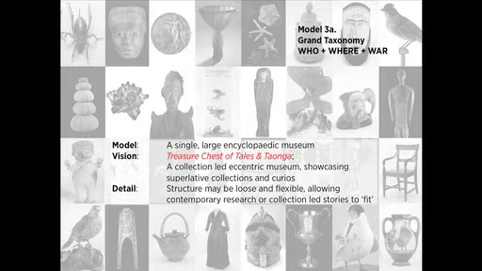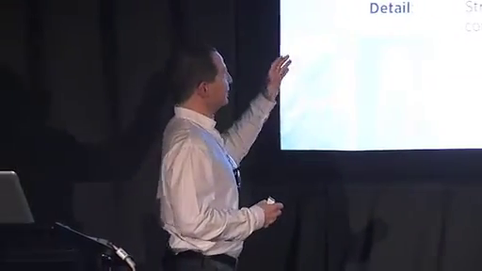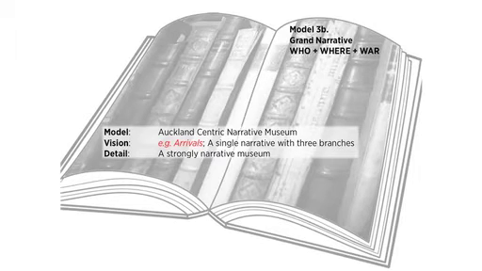So finally, a little look at what those models might be like. So this is seeing a treasure chest of tales and tonga as a collection-led. It would be quite an eccentric museum. This is the museum in which elephants belong right next to butterflies and belong right next to violins. Structure may be loose and flexible, allowing contemporary research or collection-led stories to fit somehow. 3B is that grand narrative, just like the Holocaust Museum. So a single narrative with 3 branches, and that would be a strongly narrative museum linking who, where, and more. And again, that example is arrivals, the arrival of people, the arrival of species, and the arrival of conflict.